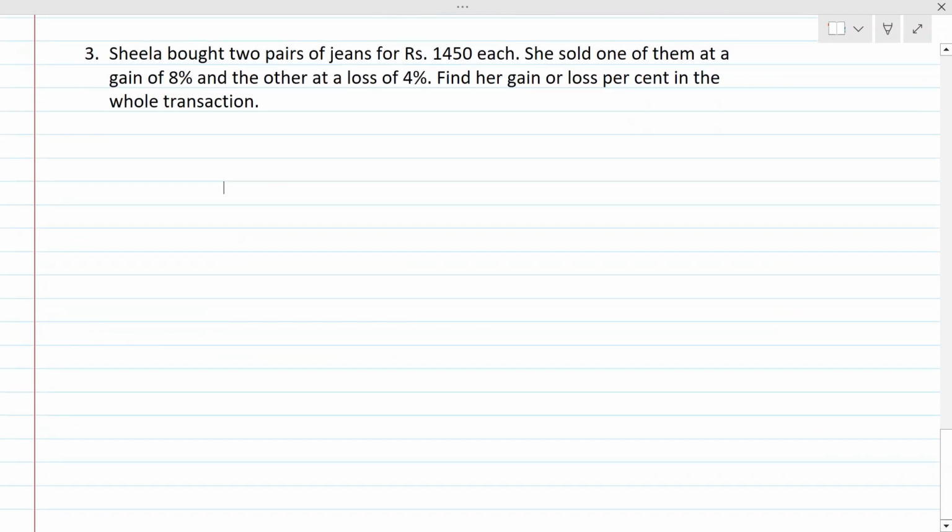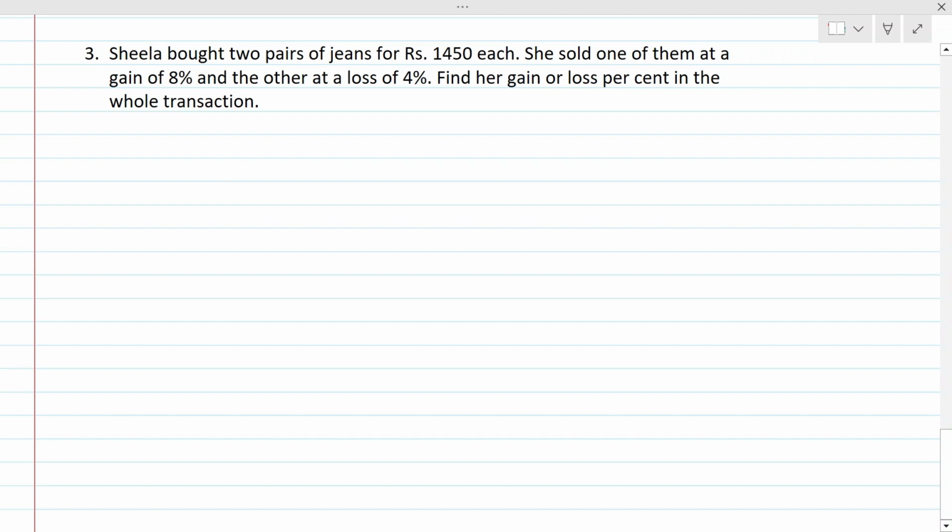Third example. Sheila bought 2 pairs of jeans for rupees 1450 each. She sold one of them at a gain of 8% and the other at a loss of 4%. Find her gain or loss percentage in the whole transaction.